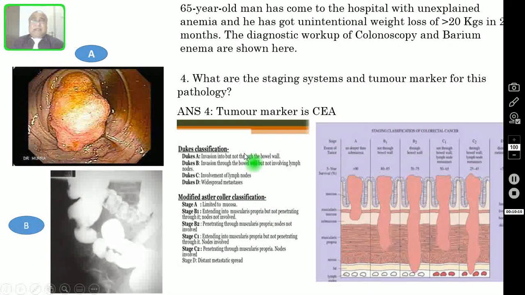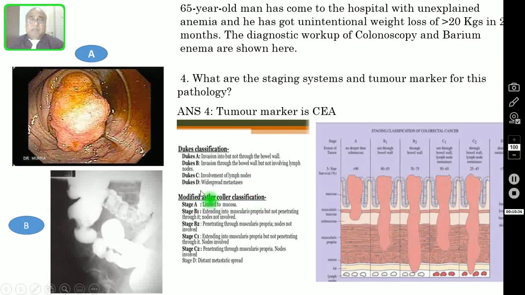So the classification is Duke's classification, and now currently we are following the modified Astler-Coller classification. The Duke's classification, it is ABCD. So Duke's A, invasion into but not through the bowel wall. Duke's B, invasion through the bowel wall but not involving the lymph nodes. Duke's C, involvement of the lymph nodes.